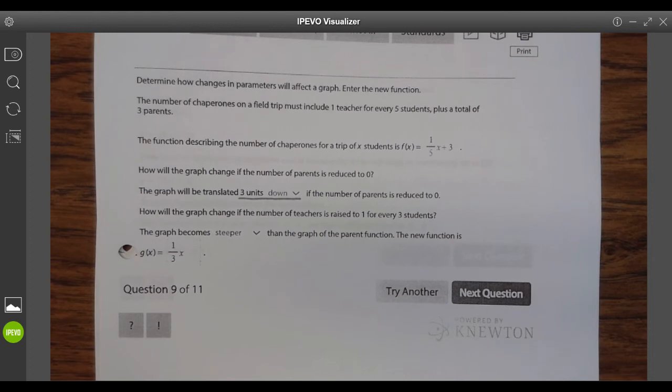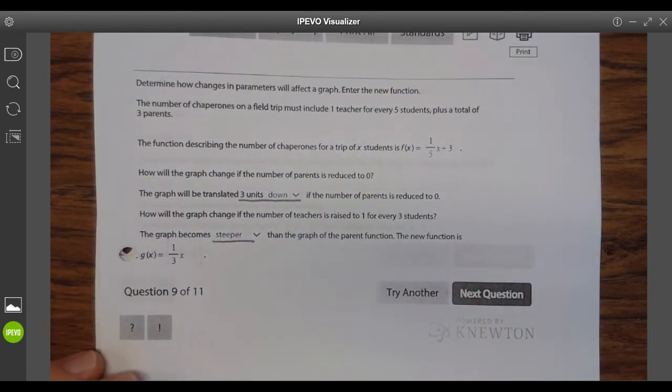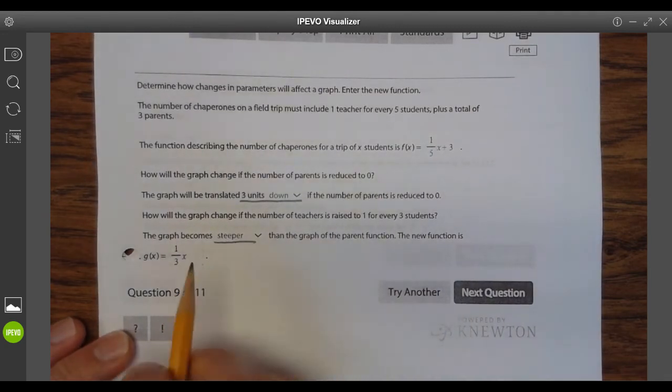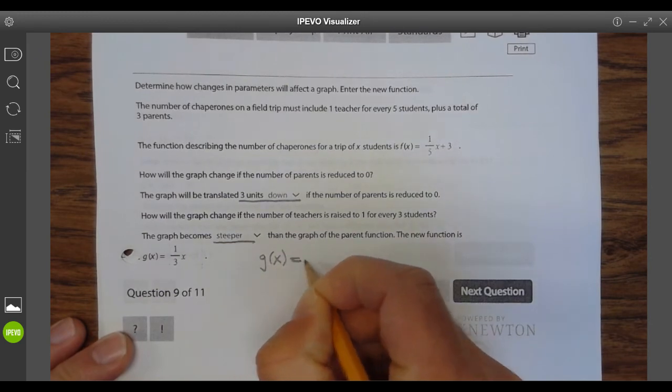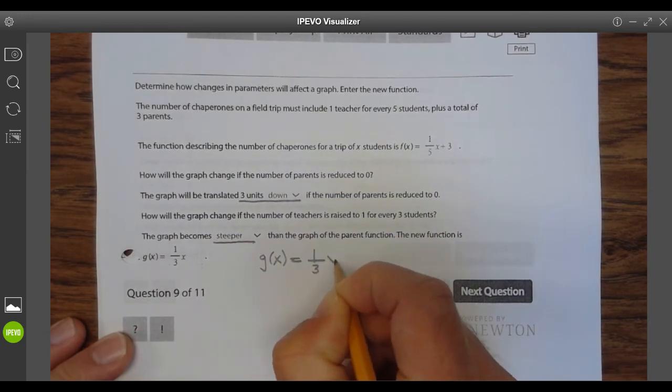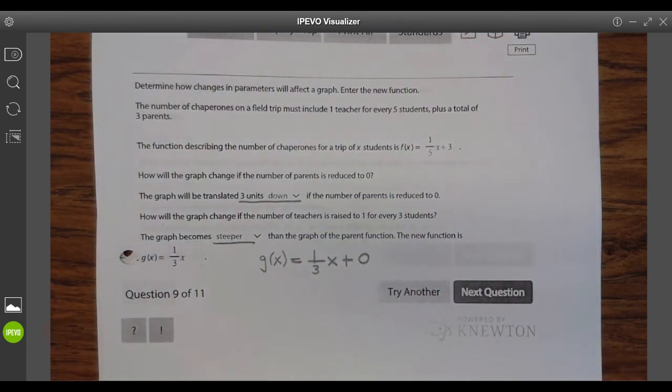How will the graph change if the number of teachers is raised to 1 for every 3 students? The graph becomes steeper than the graph of the parent function. The new function is g of x equals 1/3 x. Technically, it's plus 0, but when you put your answer into HRW, you're not going to put the plus 0. Okay? All right, go and finish up that example.